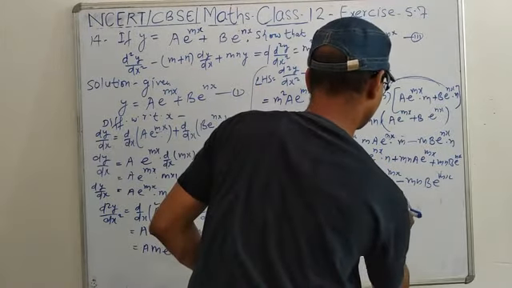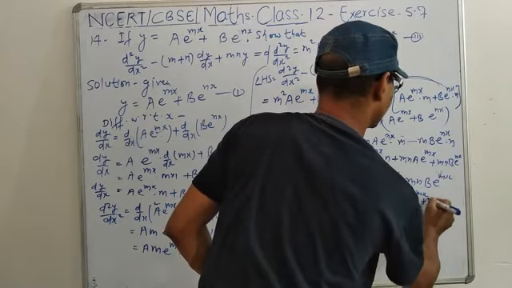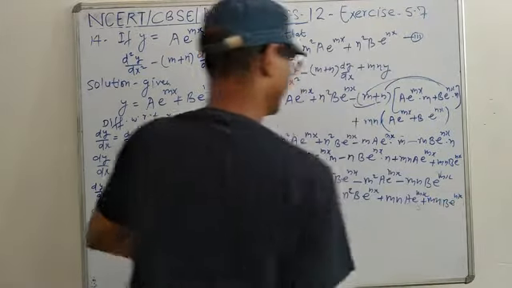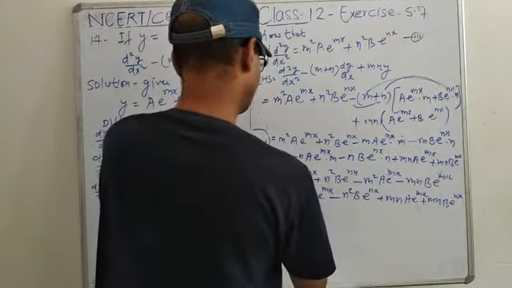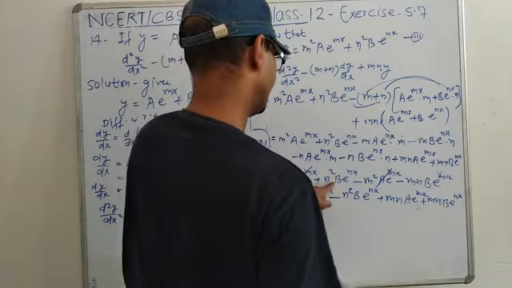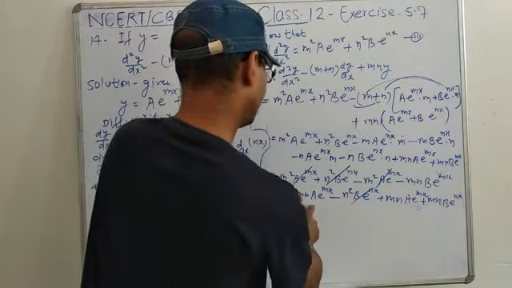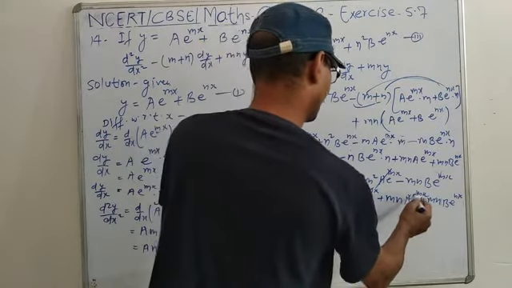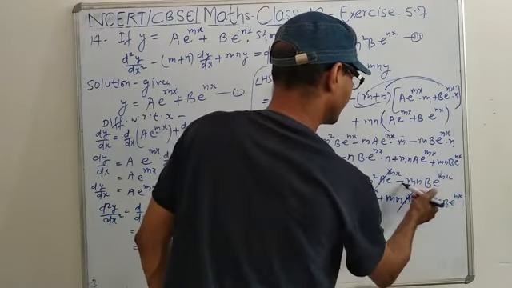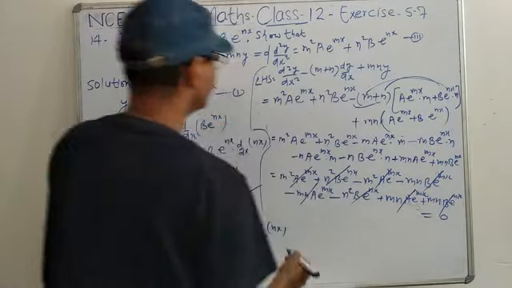plus mn a e power mx plus mn b e power nx, which cancel out here. This m square a is positive and it is negative, n square b e power nx, this also cancels. mn a e power mx, this positive, this negative, mn b e power nx, it is negative, it is positive, all cancel and we get this is equal to 0.